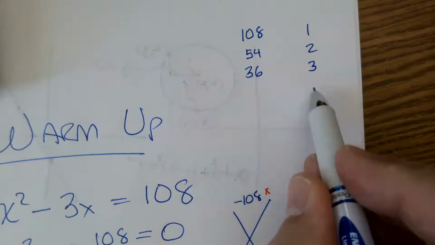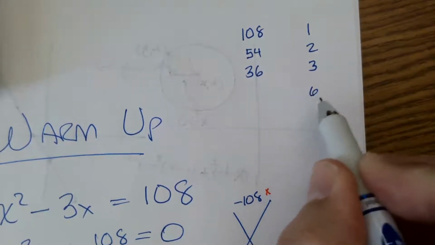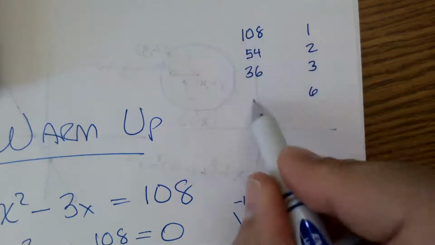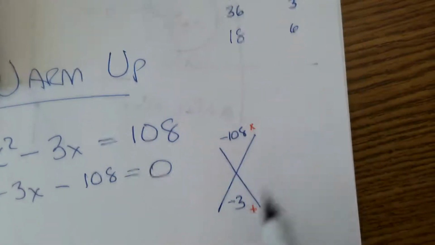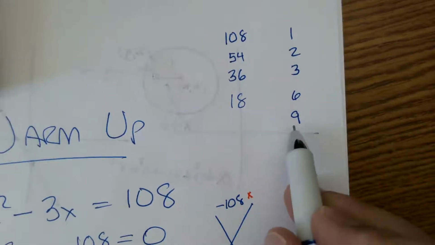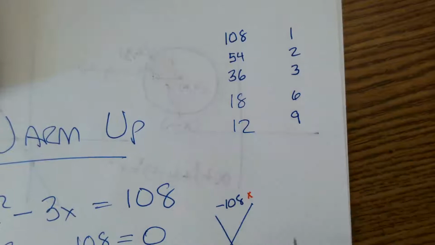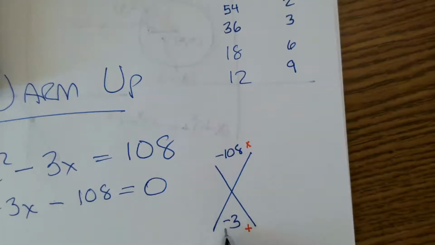I could try 4, but that's not going to be far enough. So I'm going to jump a little bit. I'm going to go with like 6. 6 goes into 108 18 times. And 6 and 18 are 12 apart. That's still not the 3 I want. I need to get closer. Maybe I'll try 9. 9 goes in 12 times. There we go. 9 and 12 are 3 numbers apart.